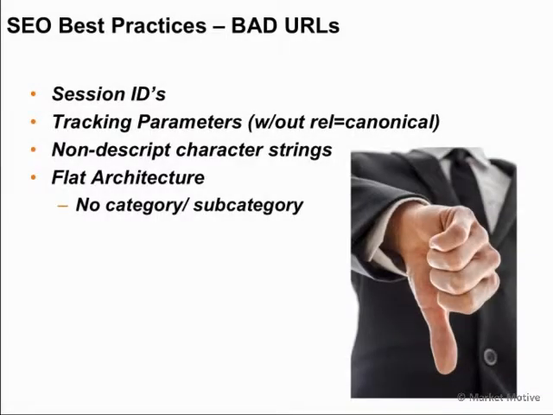Some bad ideas when it comes to URLs is tracking parameters. I know it's important to track and pull things into analytics, but you need to at least be using rel canonical and try not to get those tracking URLs indexed. So rel canonical will help with this. We'll talk about that a little bit later in the series. Having a flat architecture with no category or subcategory is really going to cause your site a problem in the long run if you scale that site to lots of pages, nondescript character strings, or session IDs. We have some examples of those here in the next slide with slashes as well.